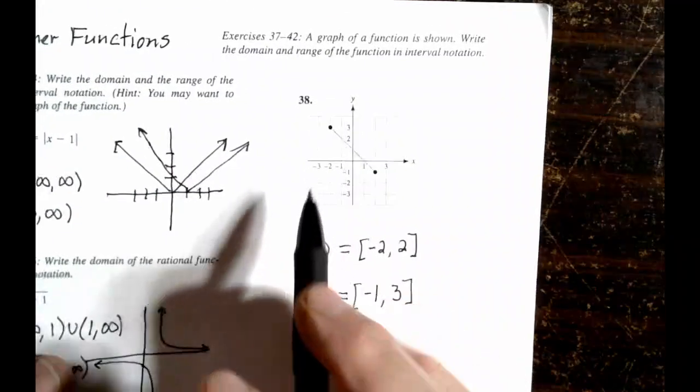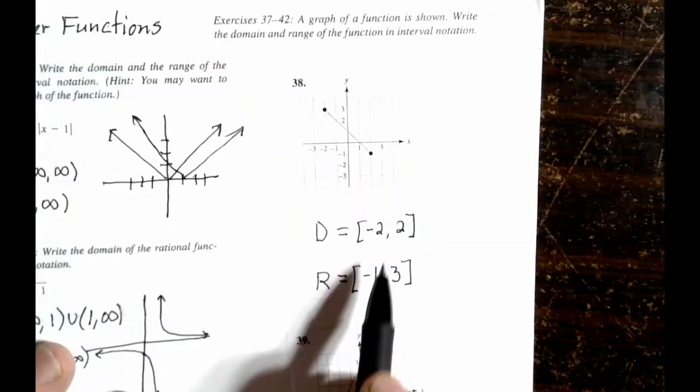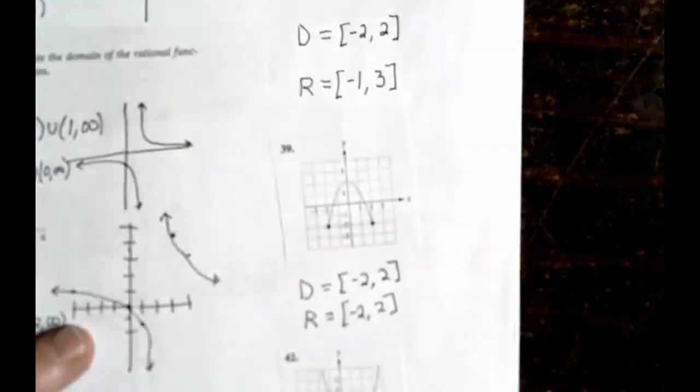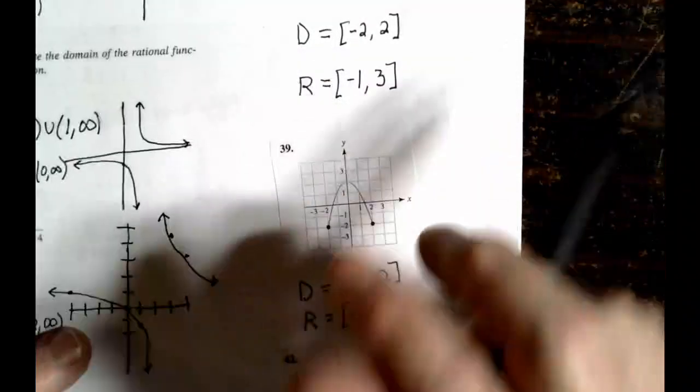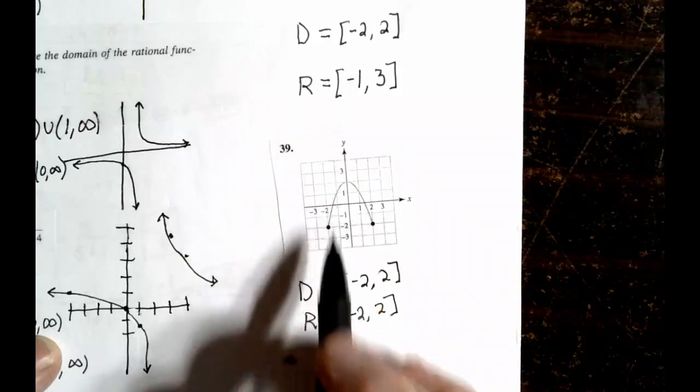This one's a line segment, and it goes from -2 to 2 and -1 to 3. So that's your domain and that's your range. Again, squish it on the x-axis, squish it on the y-axis, and that's your domain and your range. Same thing here, squish this on the x-axis, you get -2 to 2. Squish it on the y-axis, you get -2 to 2.